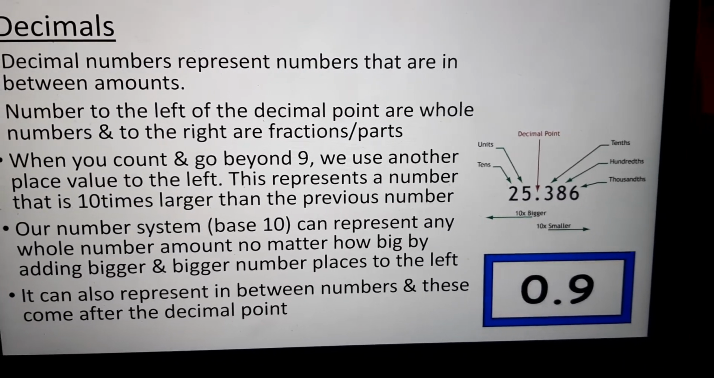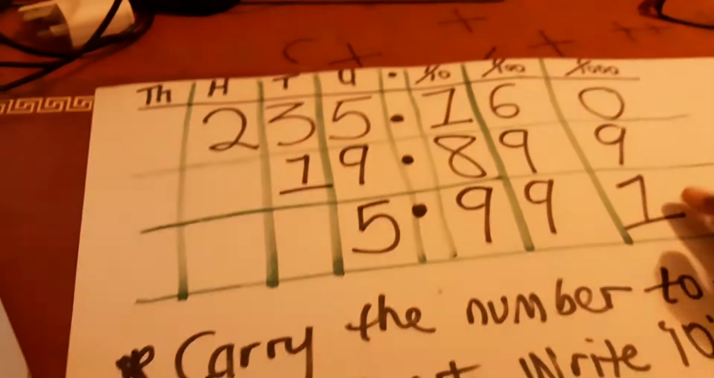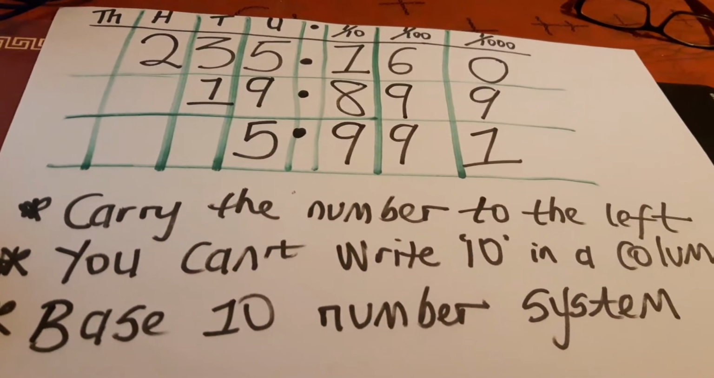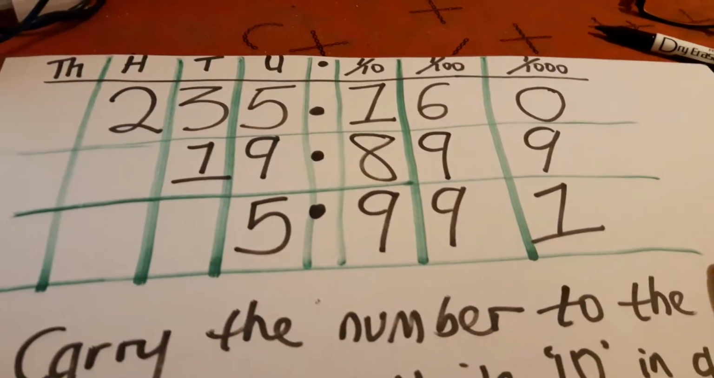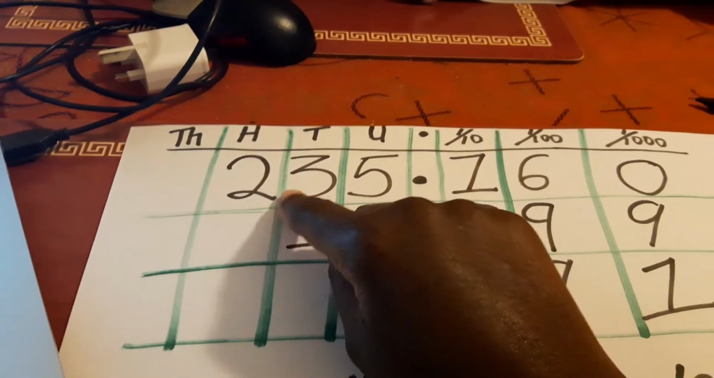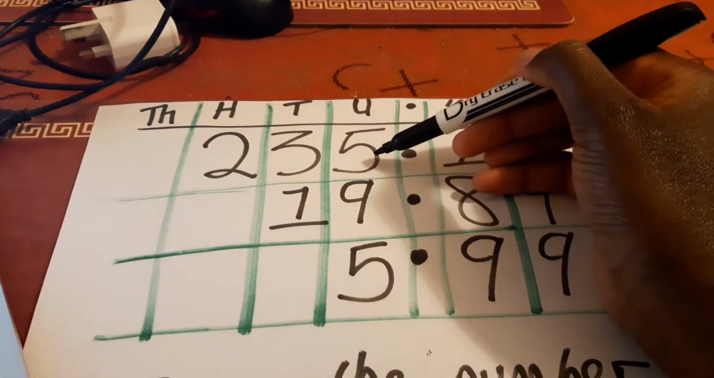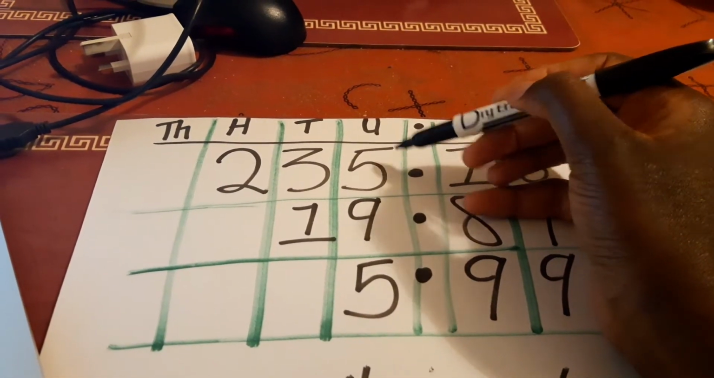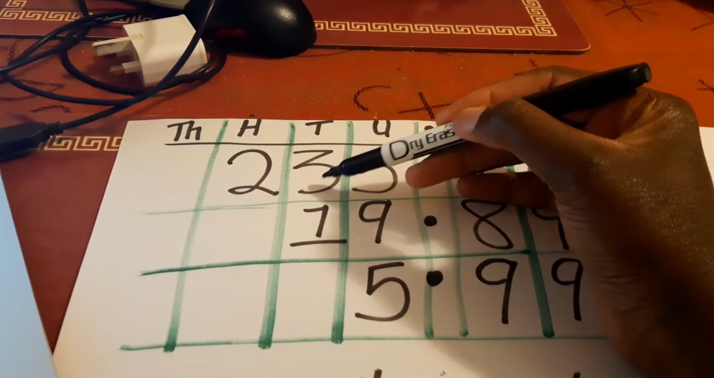So, in a nutshell, what that simply means is this. Just grab my paper. Carry the number to the left. You can't write 10 in the column, and base 10 number system is what we use. So let me explain what all that meant. When we have numbers, so let's use the numbers to the left of the decimal. So we've got 235 here. When we start counting in the units, 5, 6, 7, 8, 9, 10, we never write 10. Instead, we write 0, and then we carry the 1 to the left, as the number gets bigger.